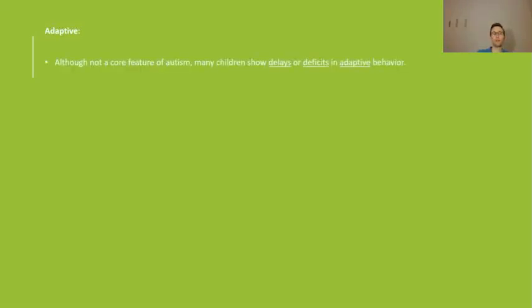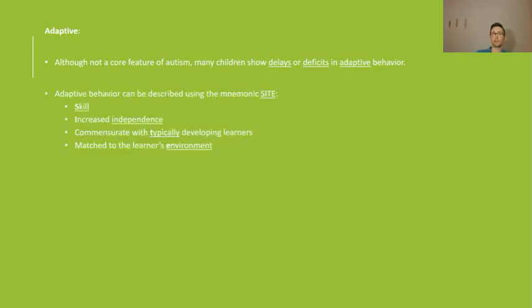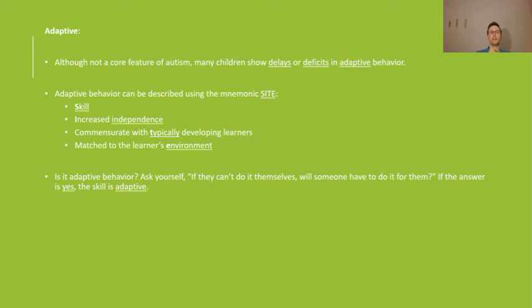Adaptive. Although not a core feature of autism, many children show delays or deficits in adaptive behavior. Adaptive behavior can be described using the mnemonic SIGHT. So adaptive behavior is any behavior that's a skill that enables the learner to achieve increased independence. The skills are commensurate with typically developing learners of a similar age. And the skill is matched to the learner's environment. Right? So SIGHT: skill, independence, typically developing peers, environment. If you're wondering if something is adaptive, ask yourself if they can't do it themselves, will someone have to do it for them? If the answer is yes, the skill is adaptive.